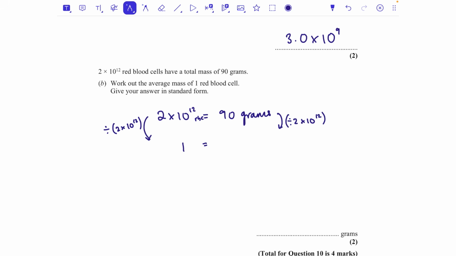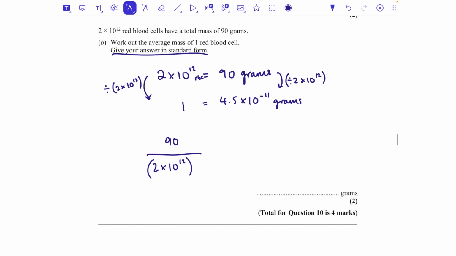So in my calculator, I am typing 90 divided by 2 times 10 to the power of 12. Now you might find it easier to write that as a fraction to make sure you're dividing by all of that, or you can put it in brackets, that's absolutely fine. But either way, you want to divide by all of that, and that is 4.5 times 10 to the power of minus 11. Now, that's a really small number, but that's what we were expecting. This is the mass of 1 red blood cell. It's going to be tiny. So there we go. Give your answer in standard form. We've already got it in standard form. That's how it comes in our calculator. So 4.5 times 10 to the power of minus 11.